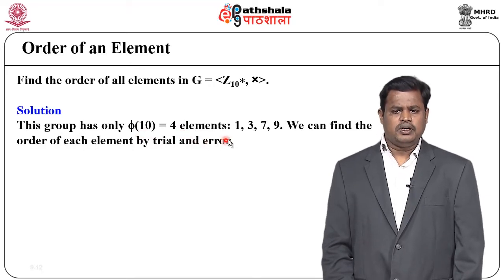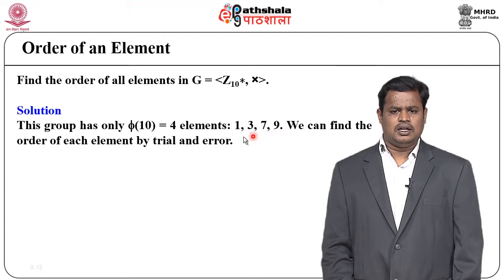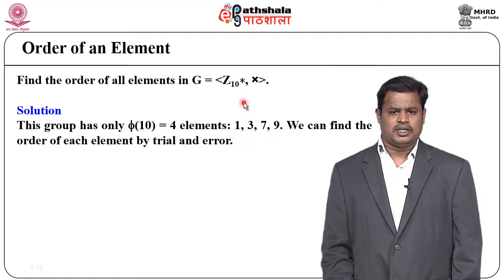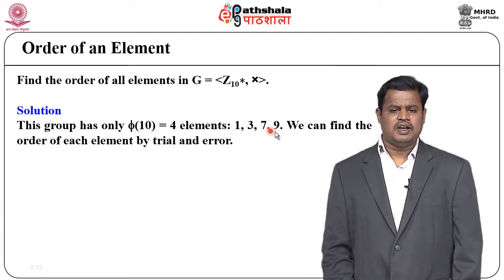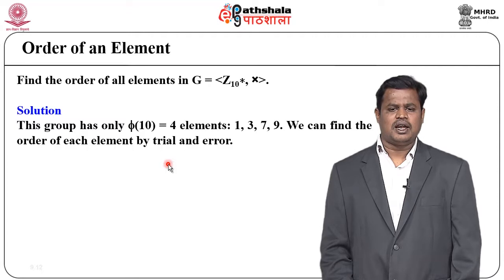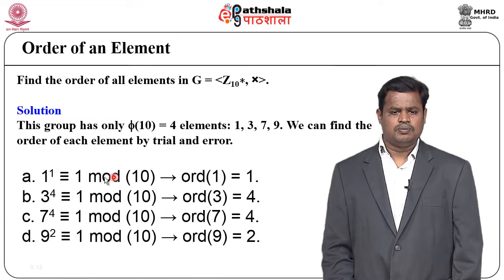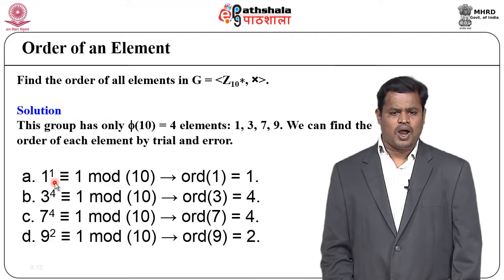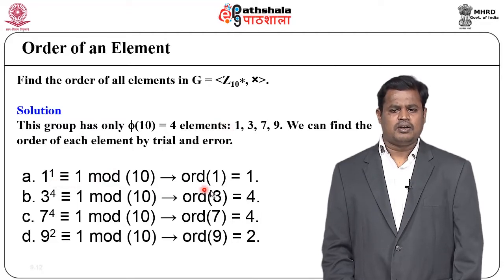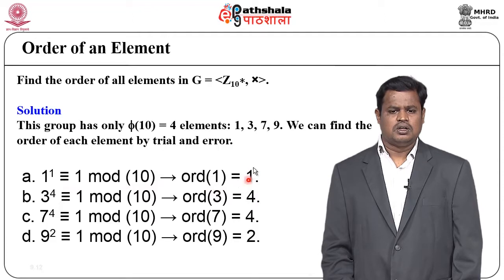Now we are going to find the relatively prime elements within that particular 10, that is, from 1 to 10, which are relatively prime. 1, 3, 7, 9 are relatively prime. Now we have to find the order of each element by trial and error. First we take 1: 1 power 1 is congruent to 1 mod n, where the order of 1 is 1. So we got 1 here.